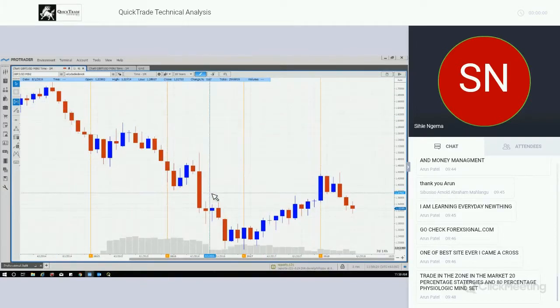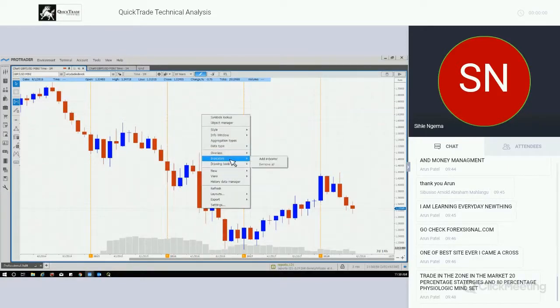Let me remove this line. The line that I had there is called the simple moving average. I'm going to put it on now. It's going to help you identify the direction of the market, whether the market is rising or the market is falling. If the market is rising, the price is going to be above your simple moving average. If the price is falling, you'll have your moving average above or your price below the 10 simple moving average.